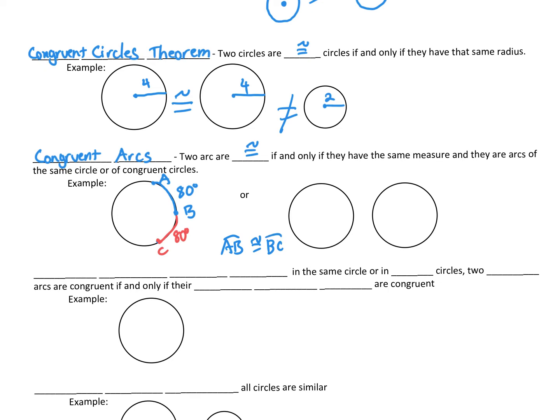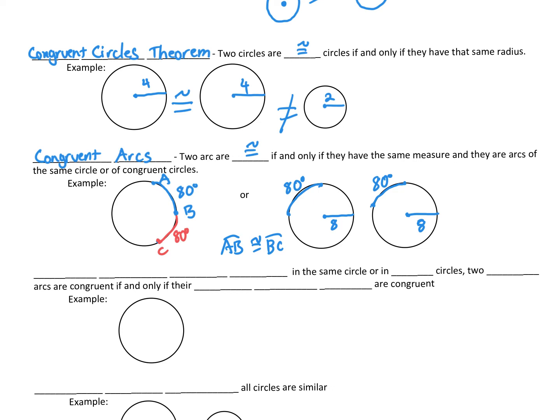So either they're on the same circle or the two circles are congruent. So they have to have the same radii. So let's say this radius is 8 and this is 8. So they have the same radii. And then they also have to have the same arc measure. So let's say from here to here this was 80, and this was also 80. Then we can say those two arcs are congruent.